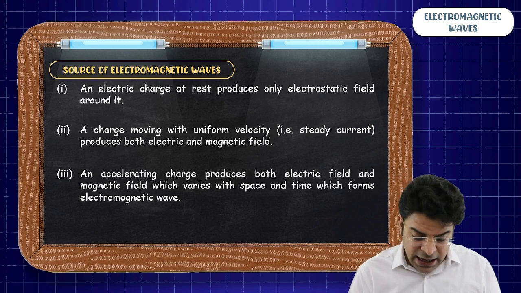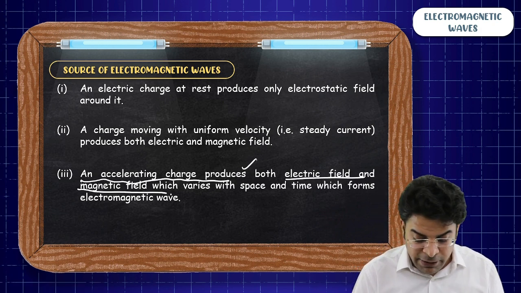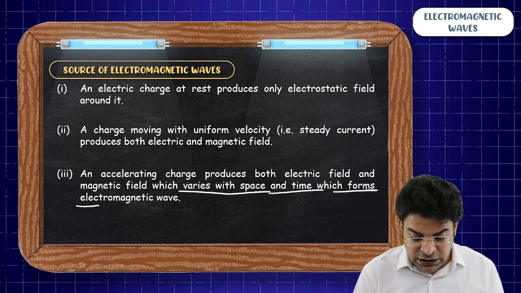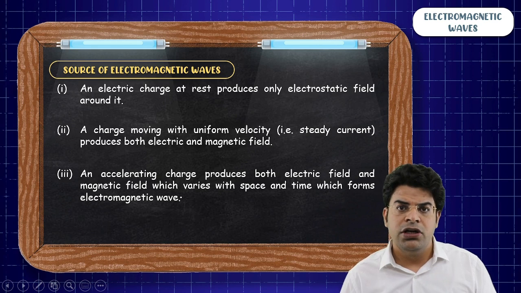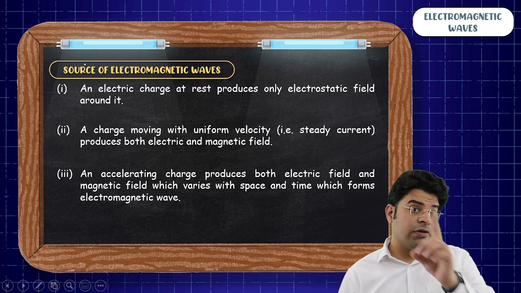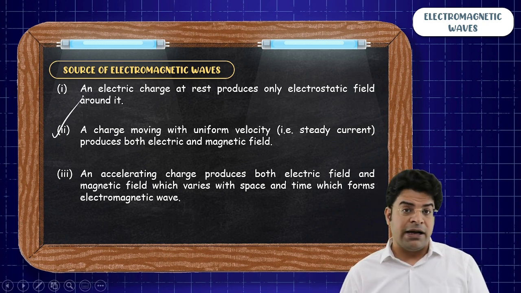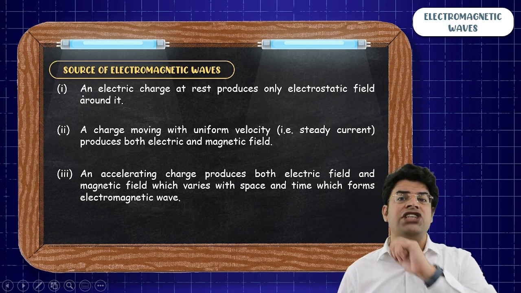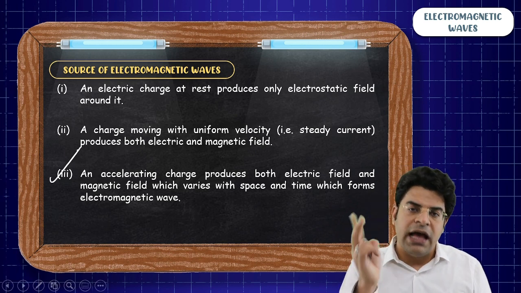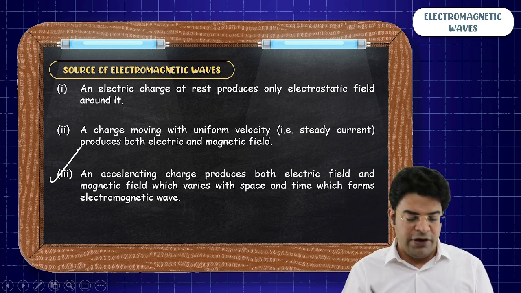And an accelerating charged particle produces both electric field and magnetic field, which vary with space and time, which forms electromagnetic waves. So remember that a charge at rest produces only electric field. A charge moving with constant velocity, same magnitude, same direction, produces electric field plus magnetic field. An accelerating charged particle produces electric field, magnetic field, as well as electromagnetic radiations, which are called EM waves.